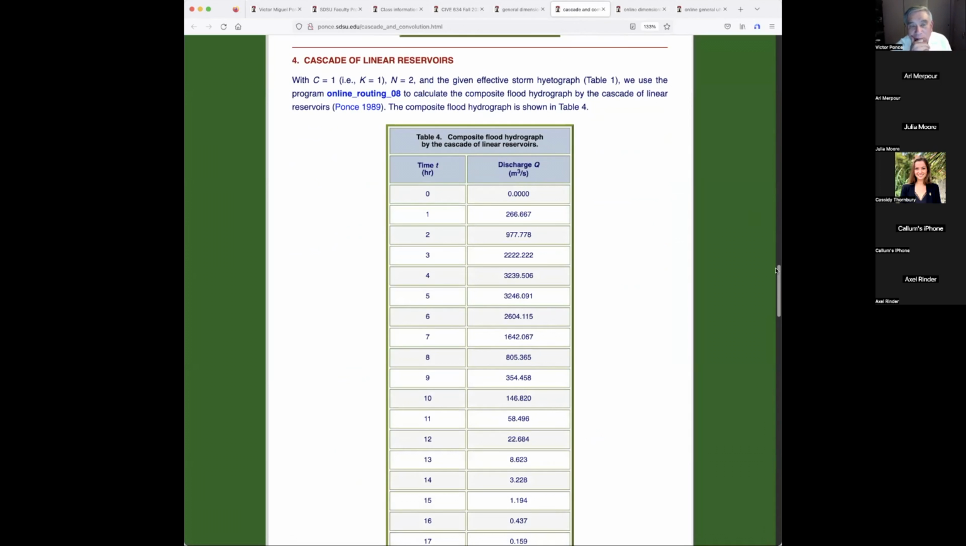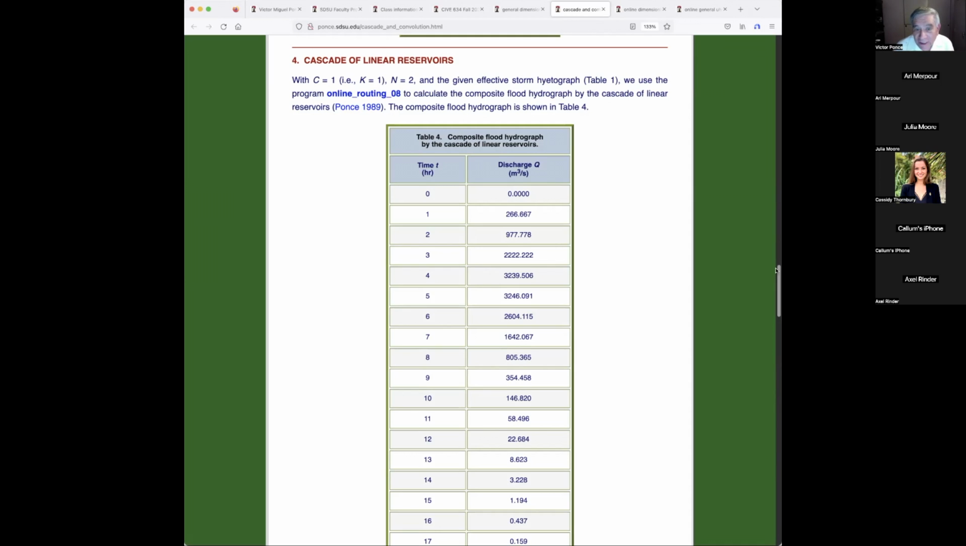With Courant number equal to 1, that is K equal 1, N equal 2, and given the effective storm hydrograph, we use the program Online Routing 8. Let me pull this out here so that I will not get confused. So Online Routing 8 calculates the composite flood hydrograph by the cascade of linear reservoirs. Okay, so this is the cascade of linear reservoirs.